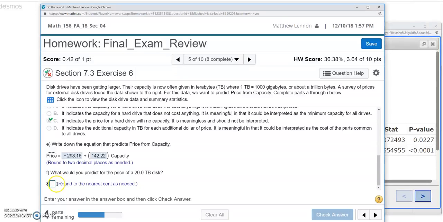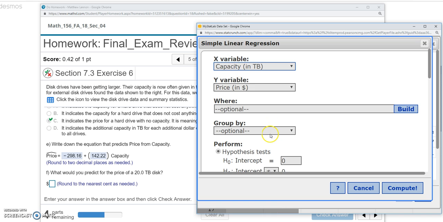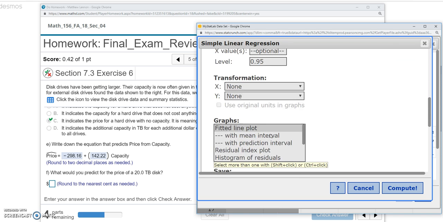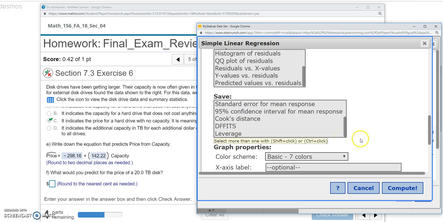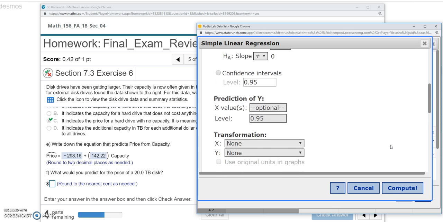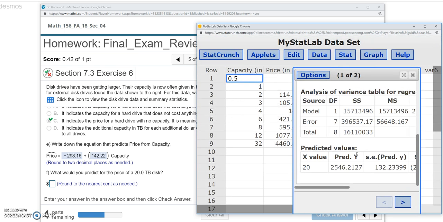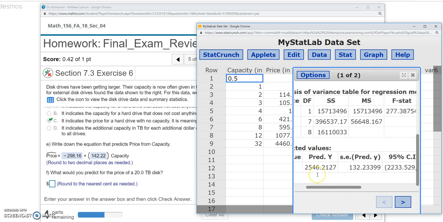All right. So what would you predict for the price of a 20 terabyte disk? So that is the value when you plug in 20 for X. So you can actually go back to options, edit, and add a predicted value. So the prediction of Y when X is 20. We can do that right here. Click Compute, and we get a predicted value at the bottom here. So it's predicting Y is going to be 2,546.21.